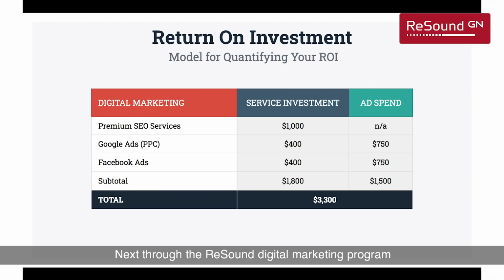Next, through the ReSound Digital Marketing Program, our SEO services for a single clinic location is $1,000 per month for the first year. Our Google and Facebook ad campaign management fees are $400 a month each. And there's an additional ad spend paid directly to Google and Facebook, which averages about $750 a month each. So the total digital marketing spend for this example is $3,300 per month, which translates to less than $40,000 per year. If you're doing $1 million a year in revenue, that's just 4% used towards digital marketing efforts.